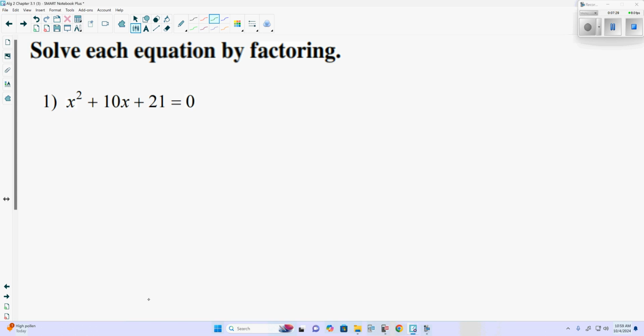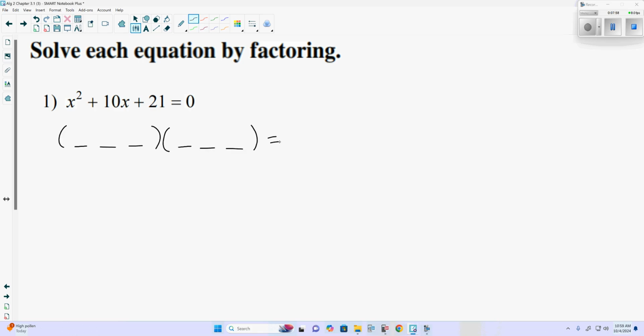So to solve by factoring, the first thing we need to do is, one, get it equal to 0, and then factor. So if we look at this here, x squared plus 10x plus 21, we're going to factor it, and we can because it is equal to 0. Is there a greatest common factor between these three terms? Well, 1, but that's the only thing. So we can move to step number 2.